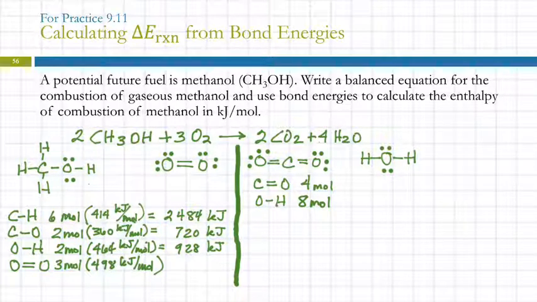498 kilojoules per mole of oxygen-oxygen double bonds that are being broken. We're breaking 3 moles. So 3 times 498, 1494. Any questions?